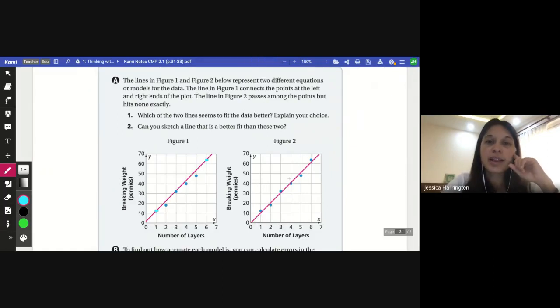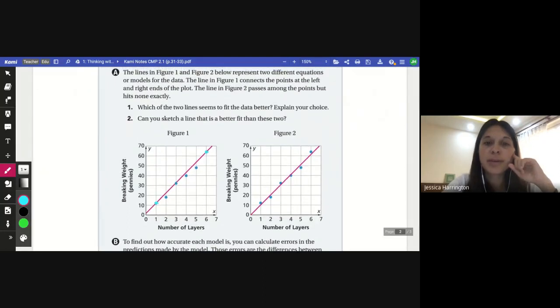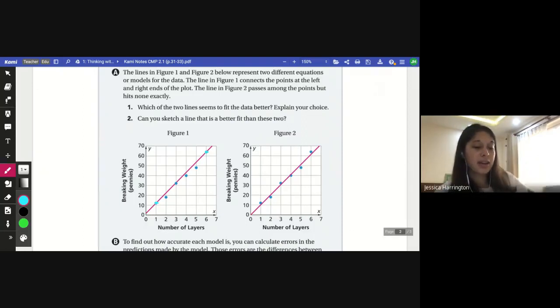Which of these two lines seems to fit the data better? Explain your choice. And can you sketch a line that is a better fit than these two? Okay, so if I'm looking at these, which one do you think is a better choice? Which line models the data better? All right, and hopefully, take a look a second and think. What do you think? Now I'm going to write a note to put an Edpuzzle question here.